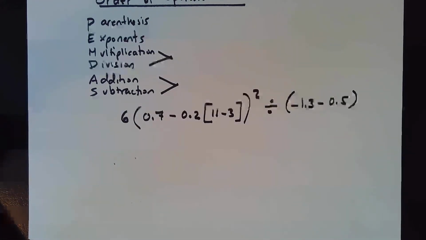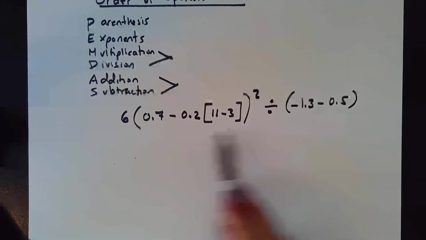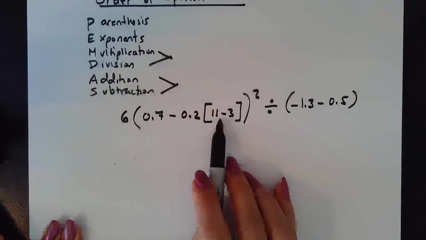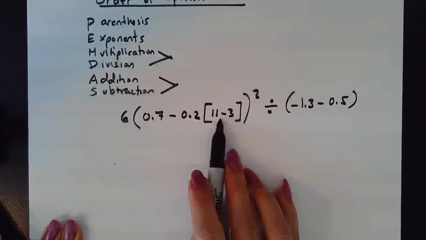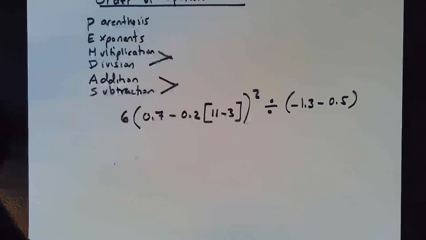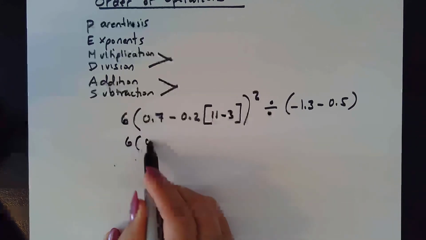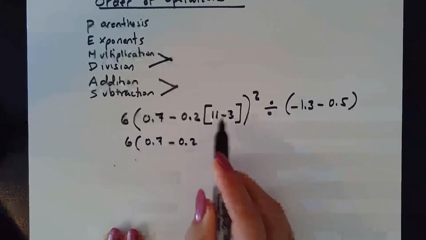Now what I would do here, we're going to follow the order of operations, and you're going to work from the inside out. So basically you go inside the parentheses, and you're going to go ahead and simplify the parentheses that shows up. You go from the inside out. So 11 minus 3, that equals 8. So basically I'm going to write 0.7 minus 0.2. This one is 8, right?